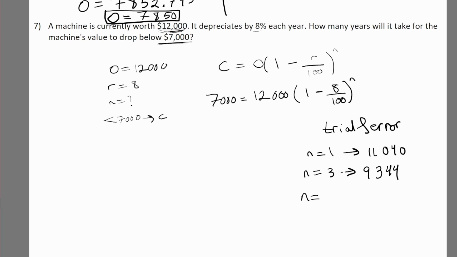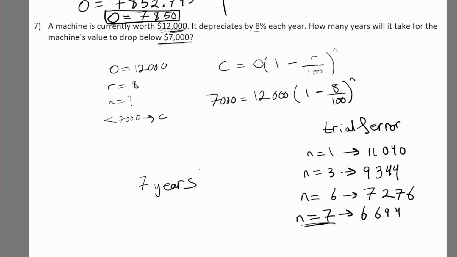So we're going to try N is equal to 5. It gives you 7,900. N is equal to 6. When N is 6, we get 7,276. I'm yet to drop below 7,000, so let's try 7. When N is equal to 7, the value of the machine will be 6,694. So at N is equal to 7, we have dropped below 7,000. So it would take 7 years.